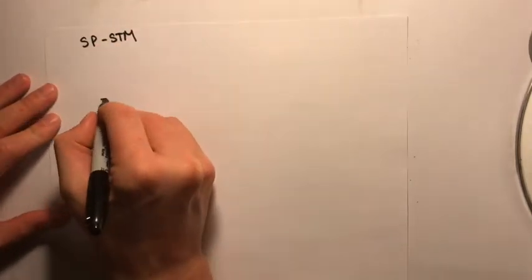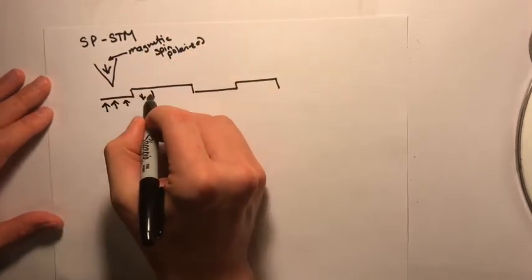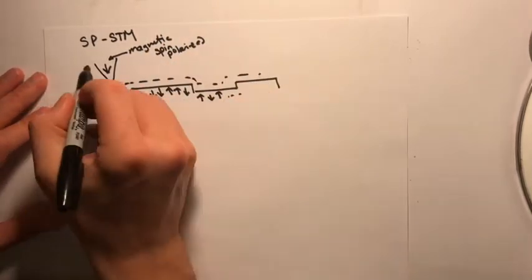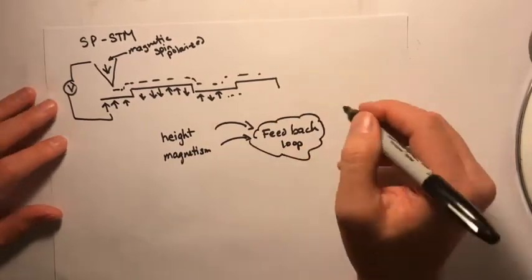So how do we implement this in an STM? Well, first we start by choosing a magnetic tip with a certain polarization. Then by scanning the probe over the surface of your sample as normal, inducing a voltage difference, you can measure the change in current dependent upon the magnetic domains.